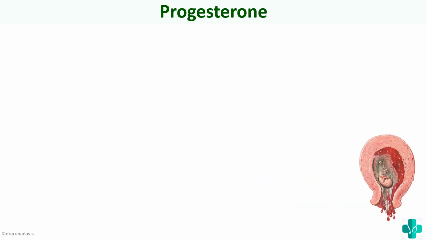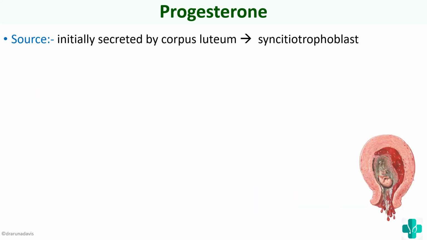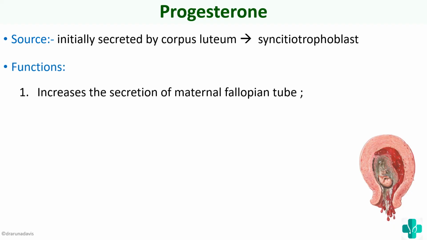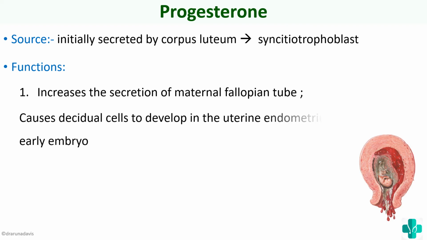Next, we will see about progesterone. Progesterone is initially secreted by the corpus luteum and then by the syncytiotrophoblast cells, and the main functions are: it increases secretion of the maternal fallopian tube. So basically it helps in the nutrition of that early embryo. That is why we have an increased secretion of the maternal fallopian tube, and also it causes decidual cells to develop in the uterine endometrium. Both of these are for nutrition of the early embryo.